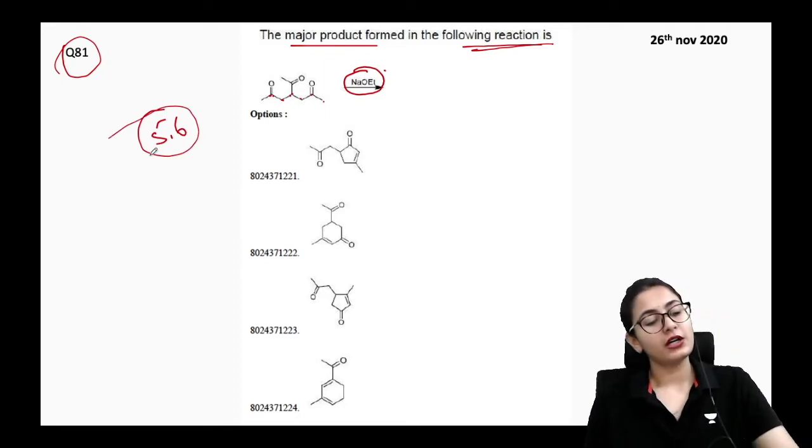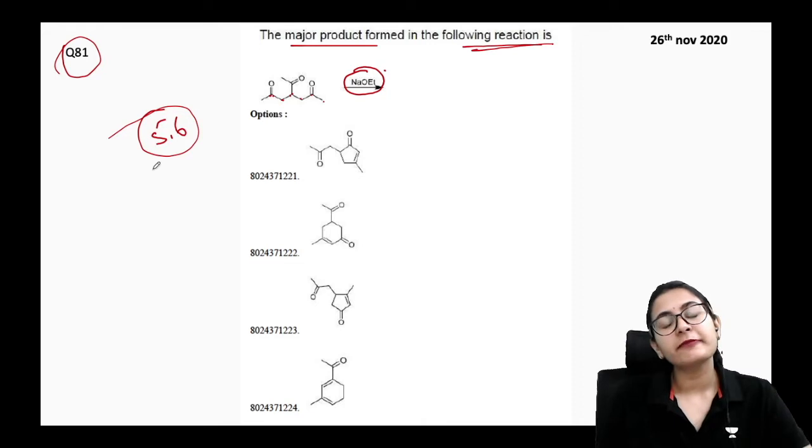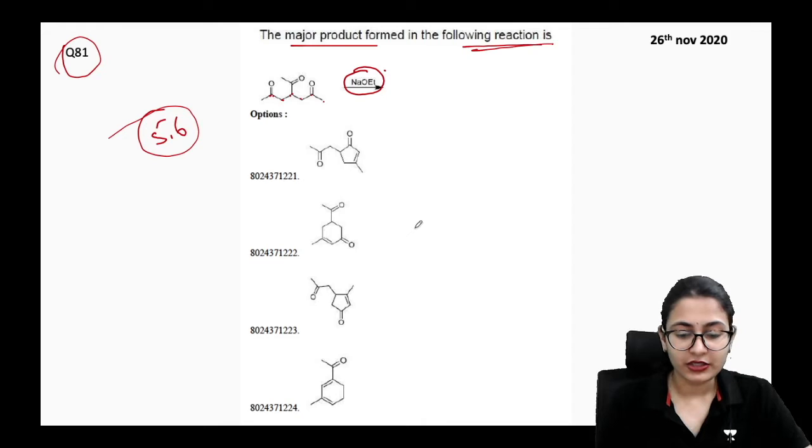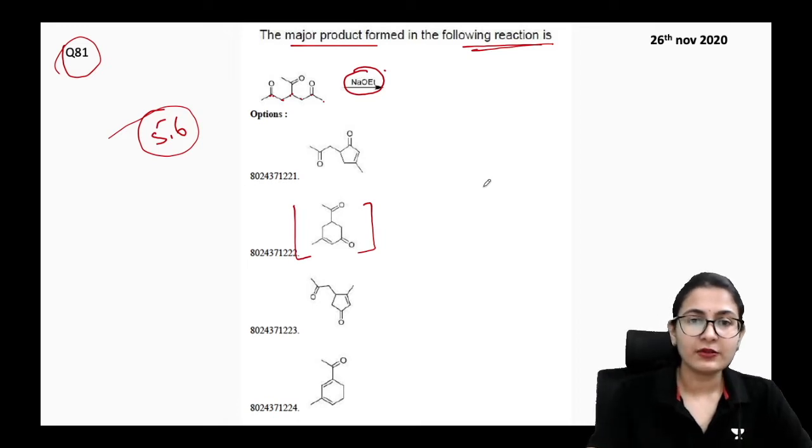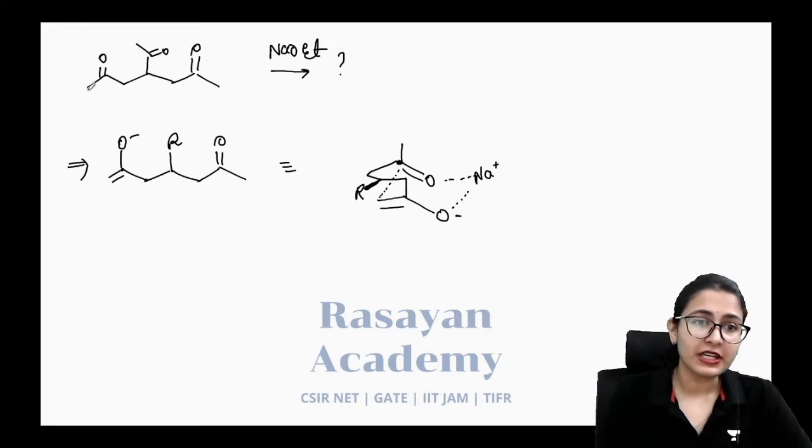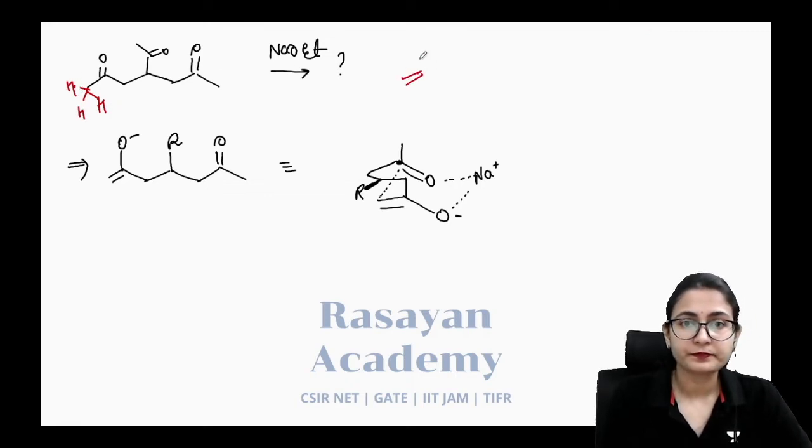Although you can get a 5 membered ring much faster than a 6 membered ring, but in the product over here, what are you going to get? You're still getting the 6 membered ring. Why is that so? Because guys, when you are, let's say, drawing the enolate, let's say I am removing, this is your CH3. Let's say I'm removing a proton from here. Alright, I have removed the proton from here.